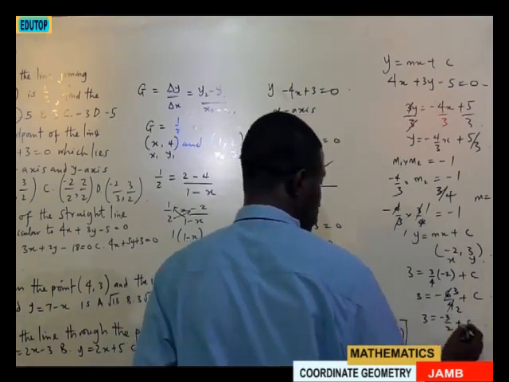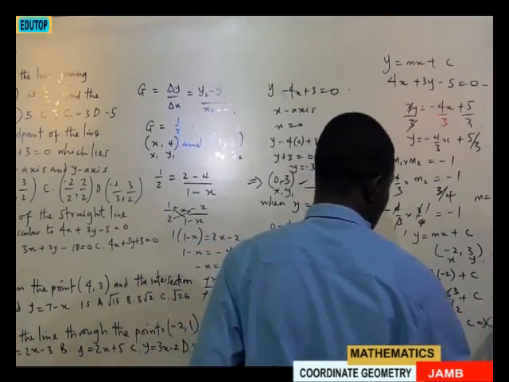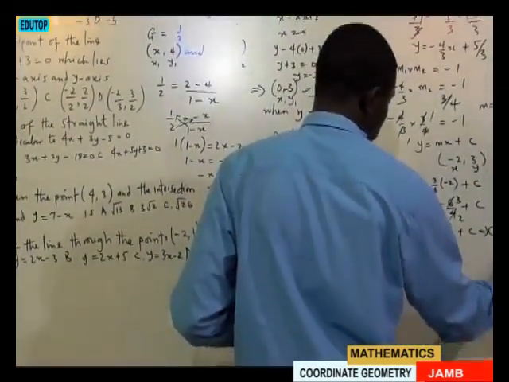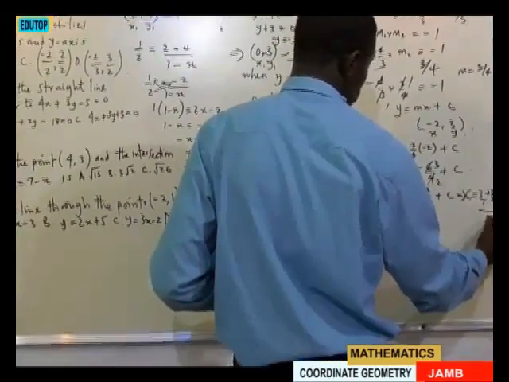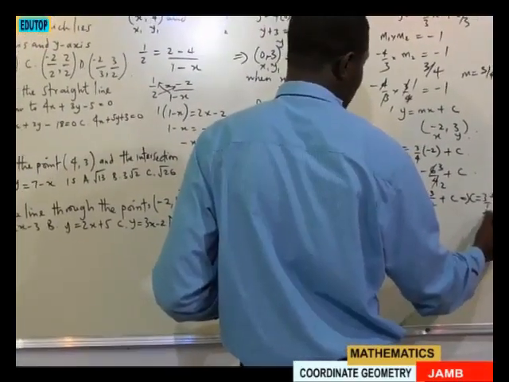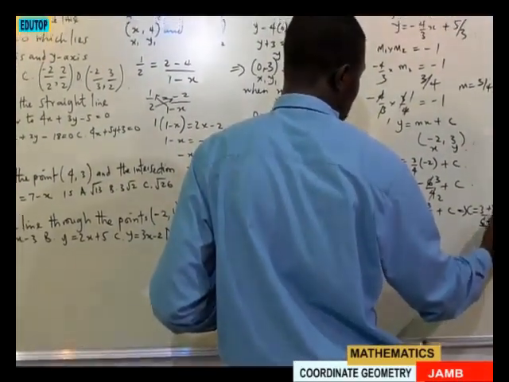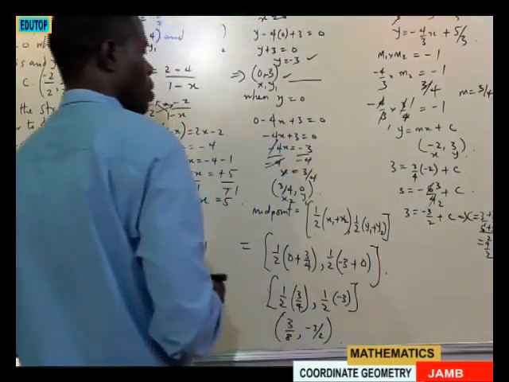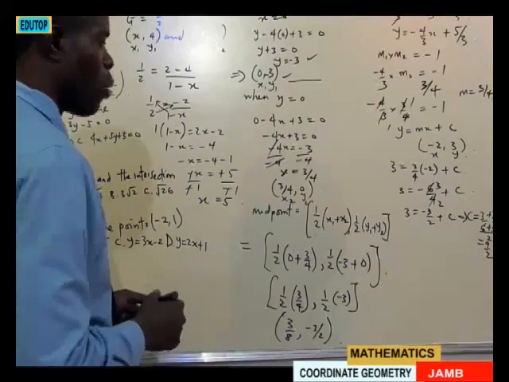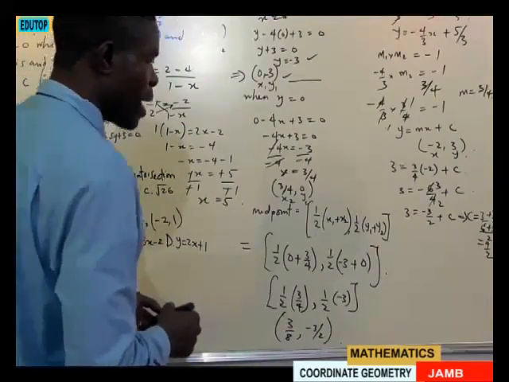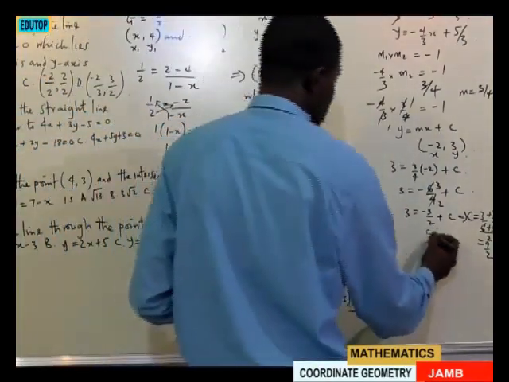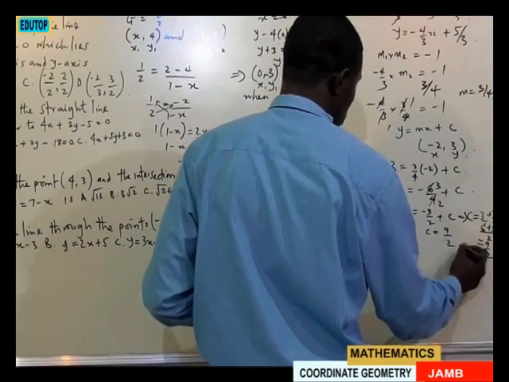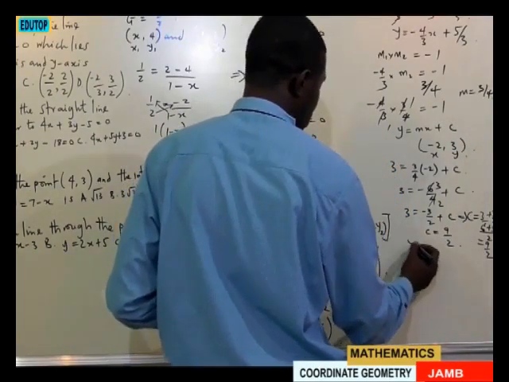So definitely, to get my c here, I will transfer this to the other side. I have 3 plus 3 over 2 over 1. What's this? 2 as the LCM. 2 times 3, 6 plus 1. That's 9 over 2. That would definitely be 9 over 2. So my c is equal to what? 9 over 2.